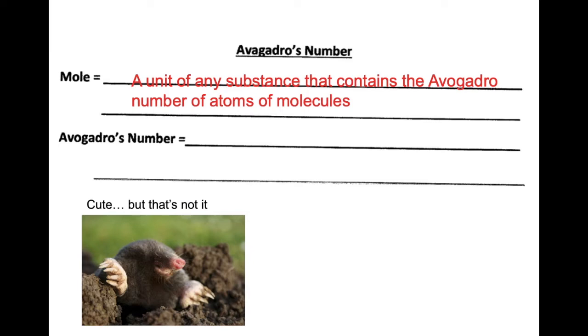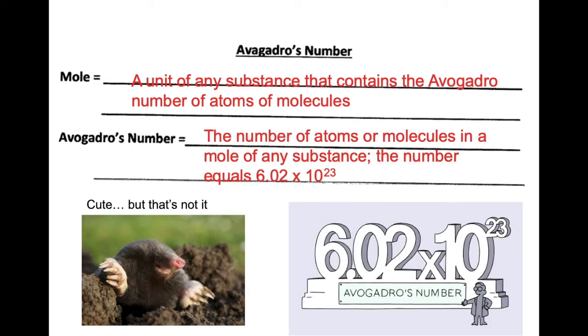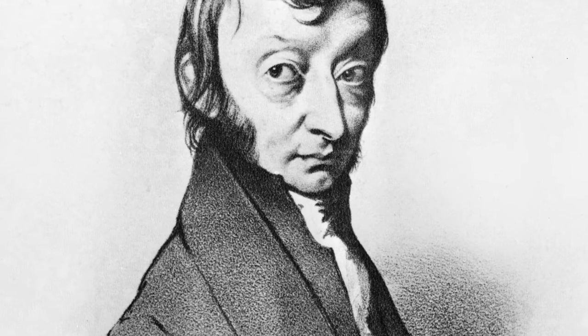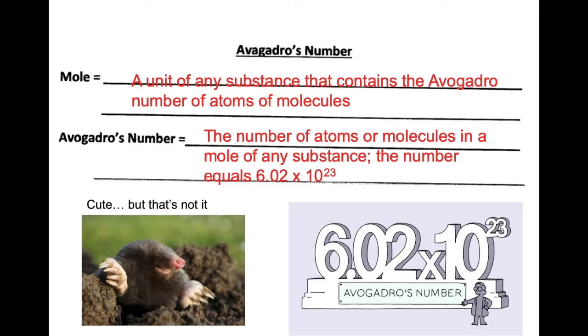But within that definition, there's a new term, Avogadro's number. Well, what is that exactly? Well, it was measured by a man, Mr. Avogadro, and what it tells us is the number of atoms or molecules in a mole of any substance. And that number is equal to 6.02 times 10 to the 23rd. Whoa, in scientific notation, that number is huge. You'll also see that these definitions are synonymous with each other. You can't have a mole without acknowledging Avogadro's number, and you can't have Avogadro's number without acknowledging the mole. They're kind of one and the same.